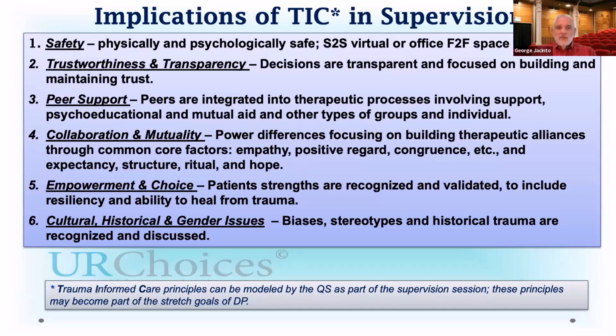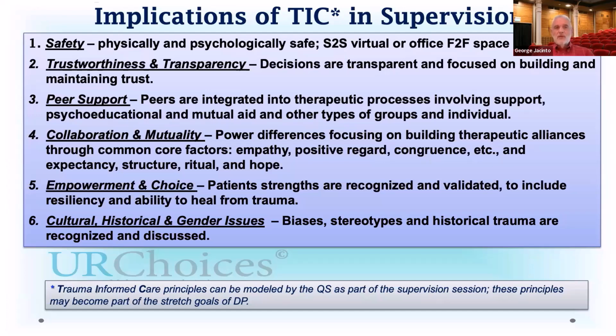And then collaboration and mutuality. This is that therapeutic alliance that's built along the process, where power differences are addressed, focusing on building therapeutic alliances through common core factors. For instance, empathy, positive regard, congruence, that came originally from Carl Rogers, who had developed these ideas from previous people in the field, and expectancy, structure, ritual, and hope within the therapeutic setting.